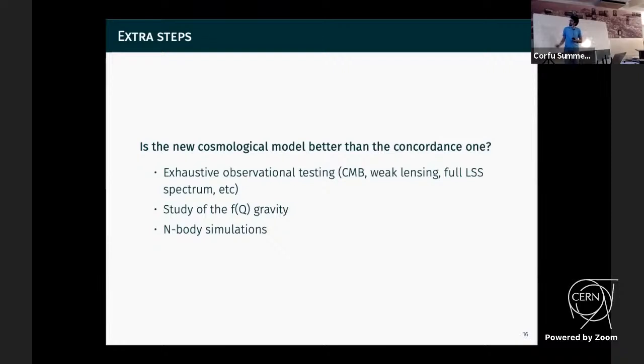As an extra step, this question remains, namely, could we say that this f(Q) cosmology is better than lambda CDM? We need to do exhaustive fittings to study more the properties of f(Q) gravity, and finally to do an N-body simulation.